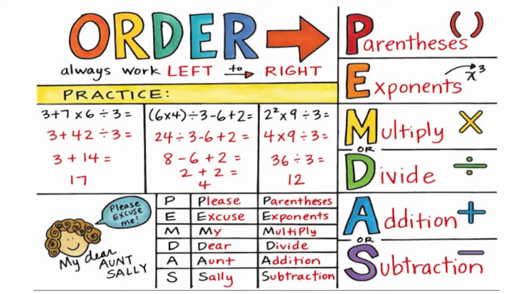The next problem says 2 square into 9 by 3. We've got an exponent here, but make sure there are no parentheses in this problem. So let's start with the exponents because they come after the parentheses. What is 2 square? Well, 2 square is just 2 into 2, which is 4. Next step, we will multiply 4 into 9, which is 36. And in the last step, we will divide 36 by 3, which is 12. So 12 is the answer.